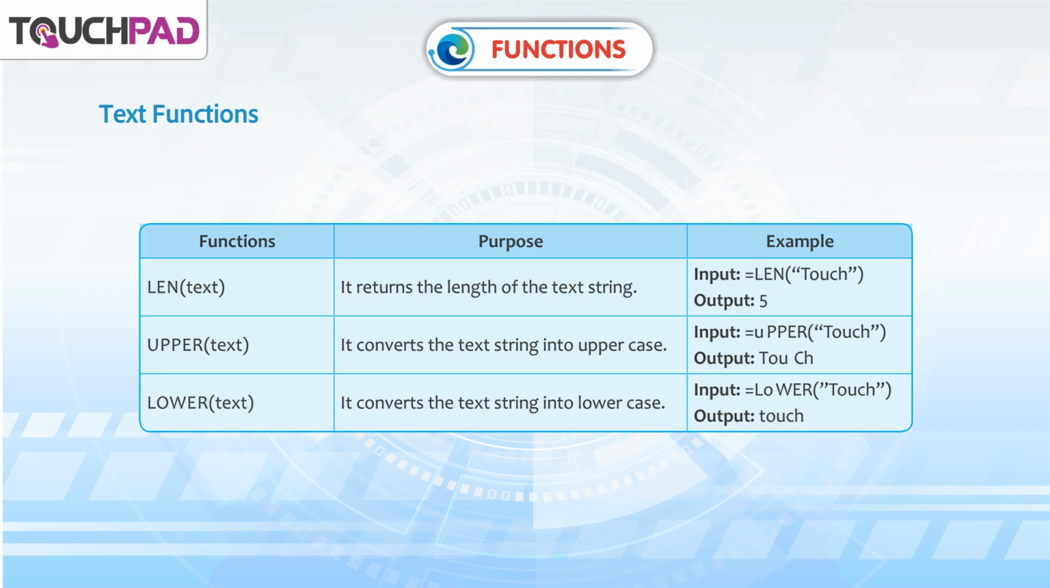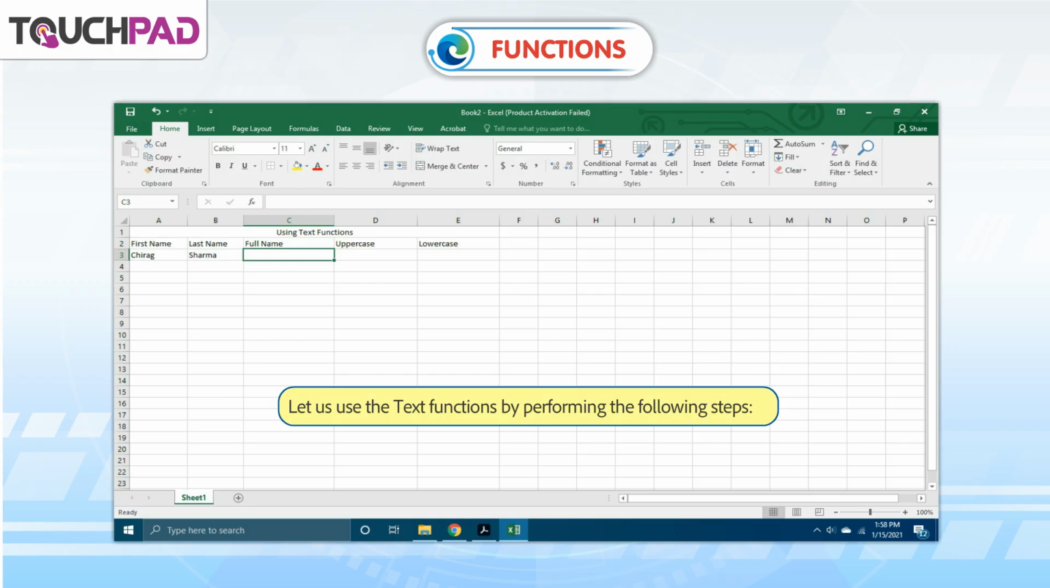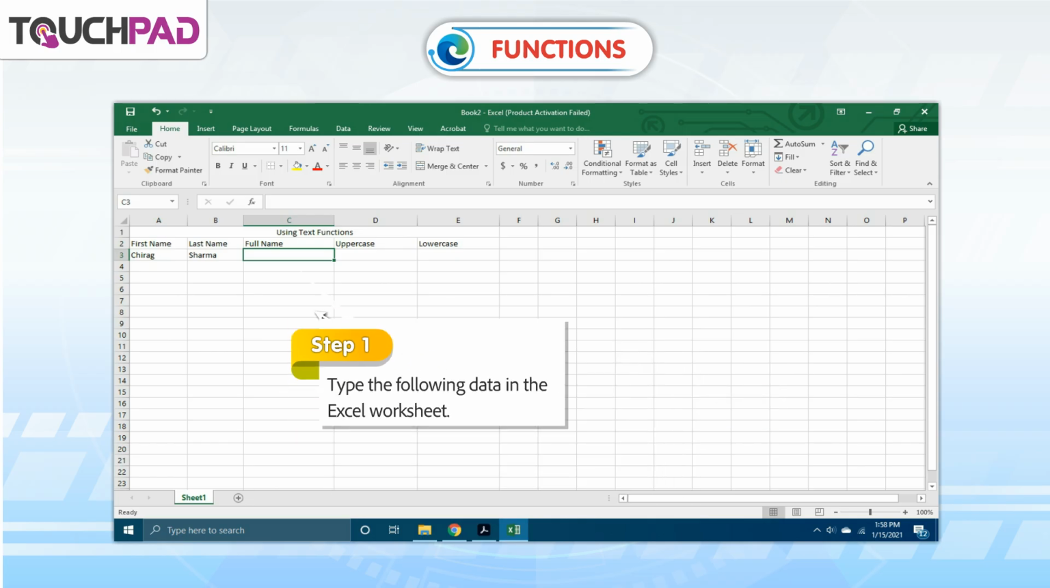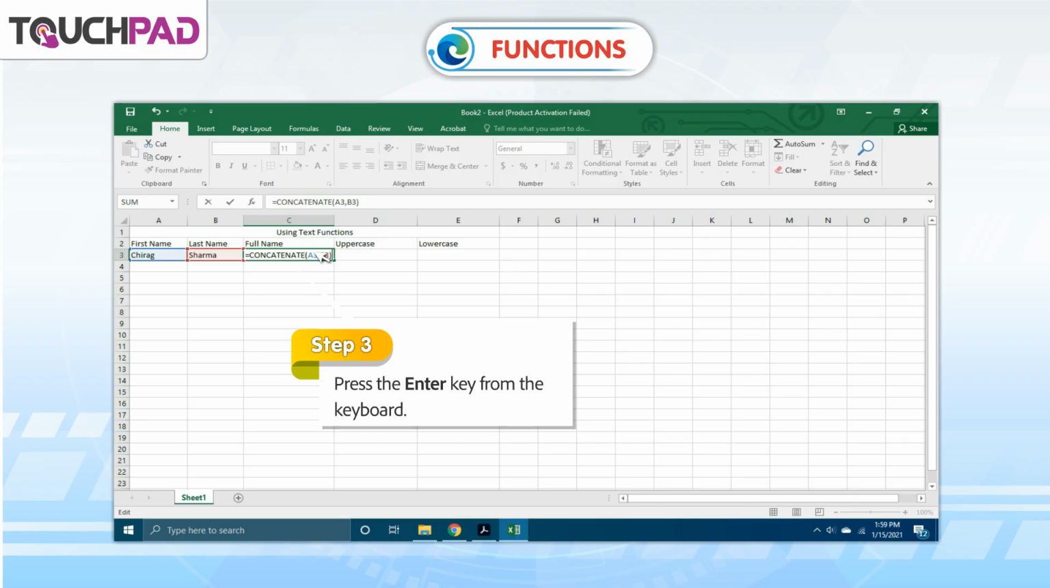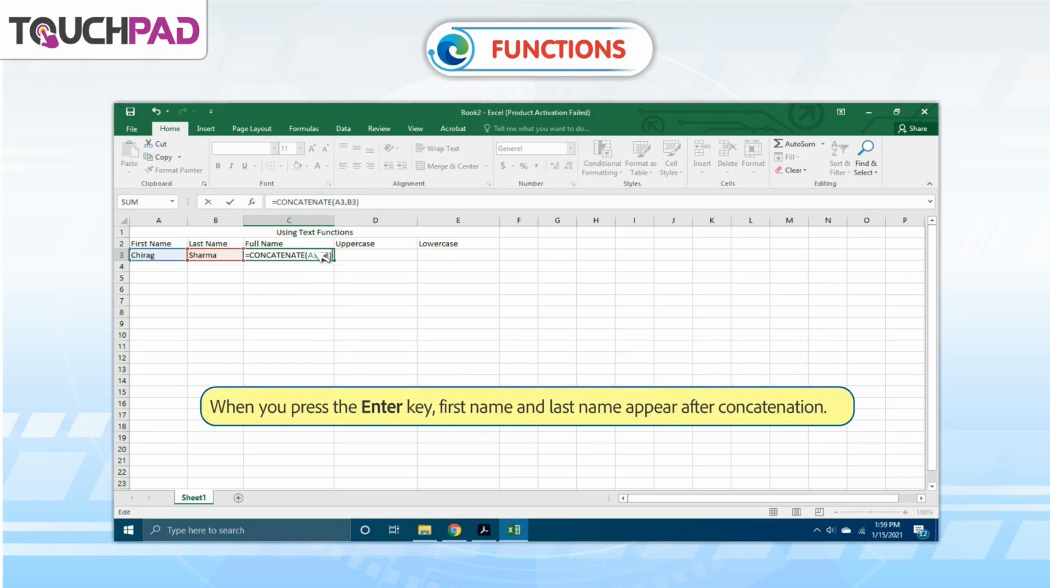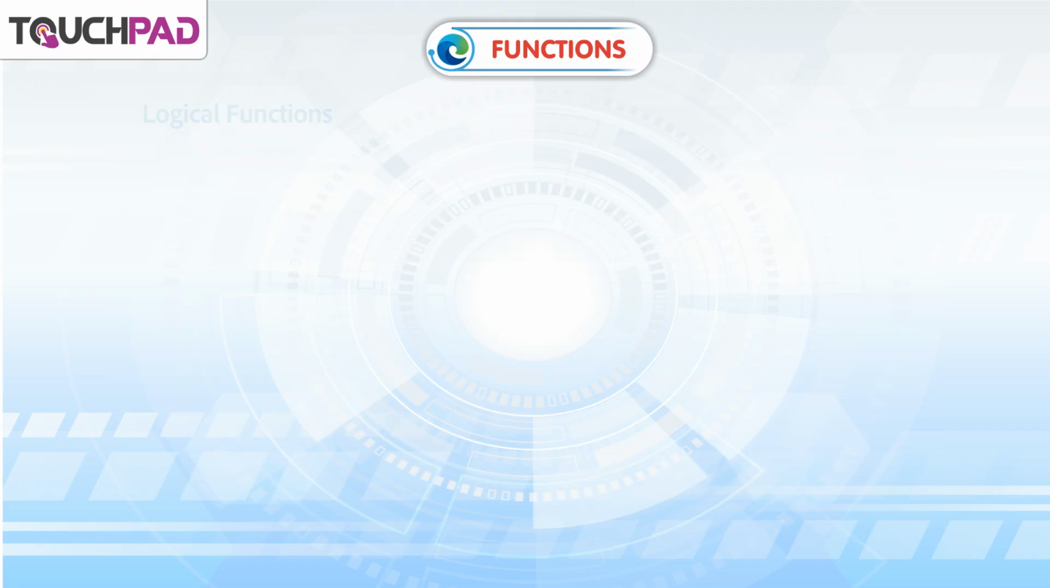Output: touch in lowercase. Let us use the text functions by performing the following steps. Step 1. Type the following data in the Excel worksheet. Step 2. Type the =CONCATENATE(A3, B3) function in the cell C3 to concatenate the first name and last name. Step 3. Press the Enter key from the keyboard. When you press the Enter key, first name and last name appear after concatenation.